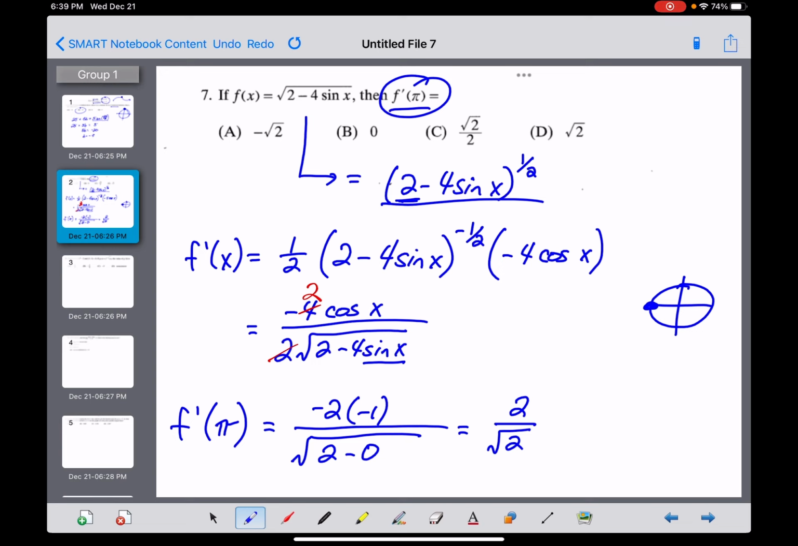And I would stop right now and look to see if that matches up with any of the 4 answers. It does not, but that doesn't worry me that much. They probably rationalize the denominator. So if we did that, we'd end up with a 2 root 2 on top and a 2 on the bottom. 2 root 2 over 2, and now those 2's cancel, and we end up with just a root 2 here. So it looks like for number 7, our answer should be D.